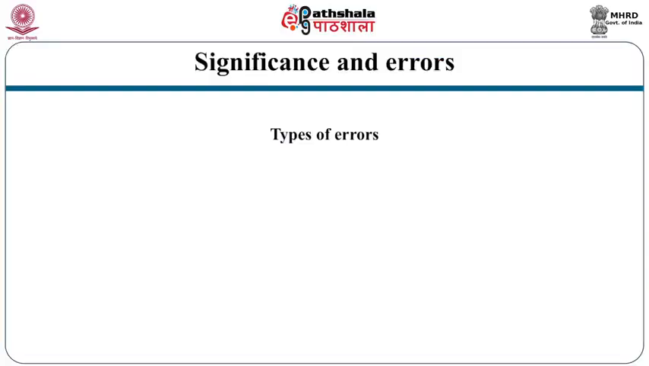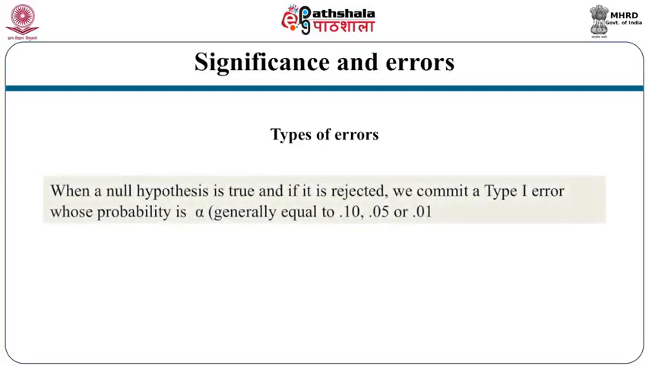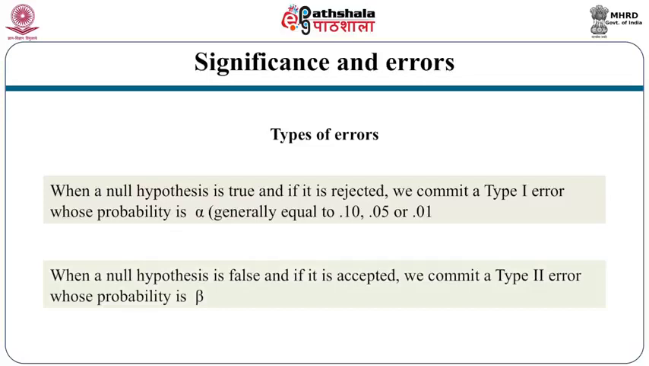Whenever we test a hypothesis, we do commit an error. There are two possible types of error. When a null hypothesis is true and it is rejected, we commit a type 1 error. Its probability is alpha. When a null hypothesis is false and it is accepted, we commit a type 2 error, whose probability is beta.